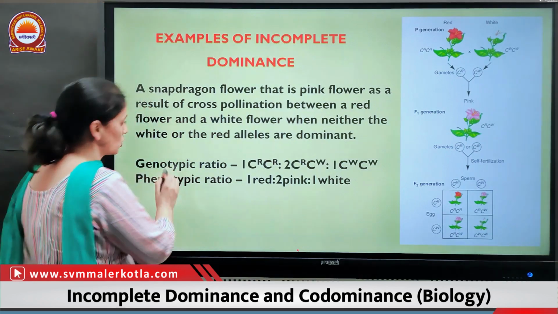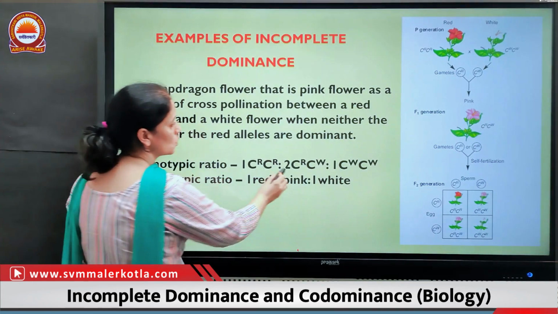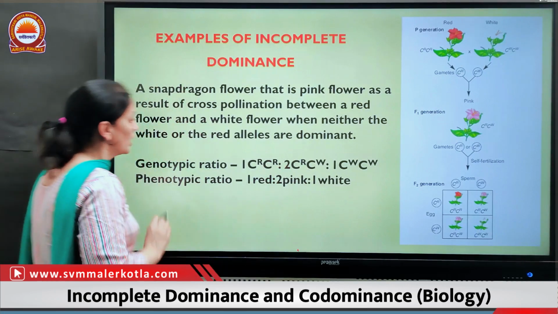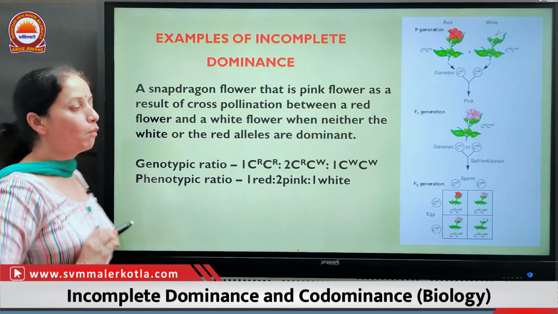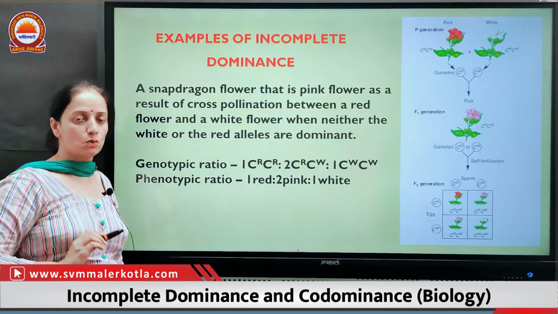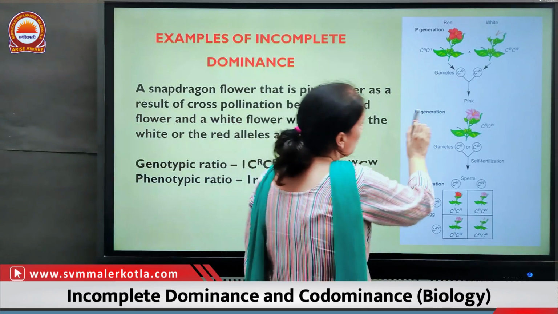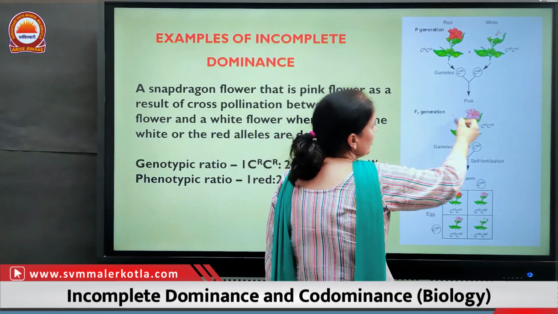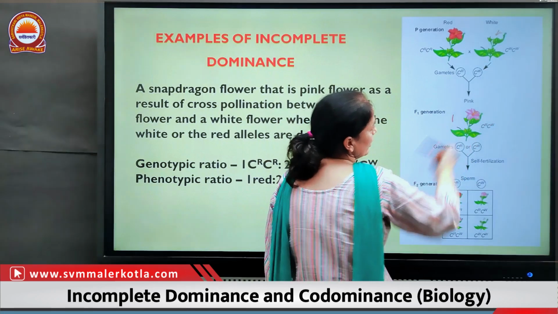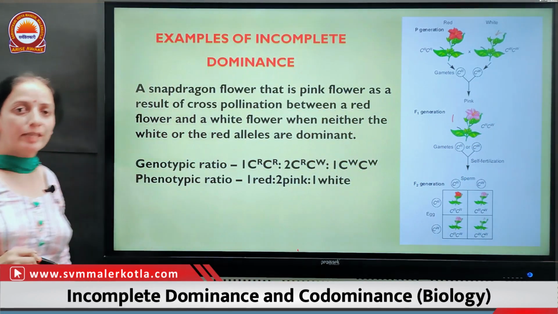The genotypic ratio in case of incomplete dominance is 1:2:1. In this case, genotypic ratio and phenotypic ratio both are the same, that is 1:2:1. Here we can also understand that no allele is dominant. The blending of the characters is coming here in case of the F1 generation. This is known as incomplete dominance.